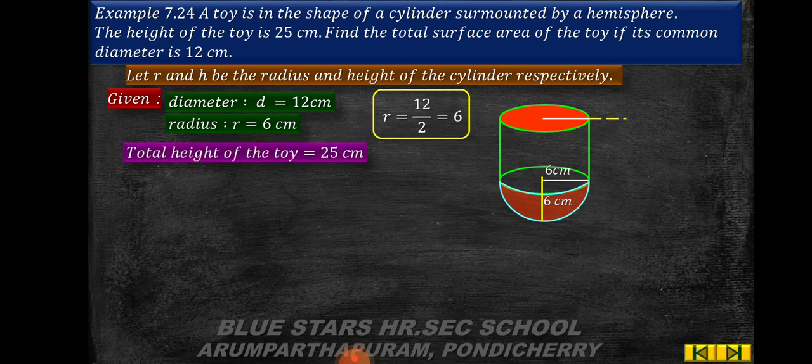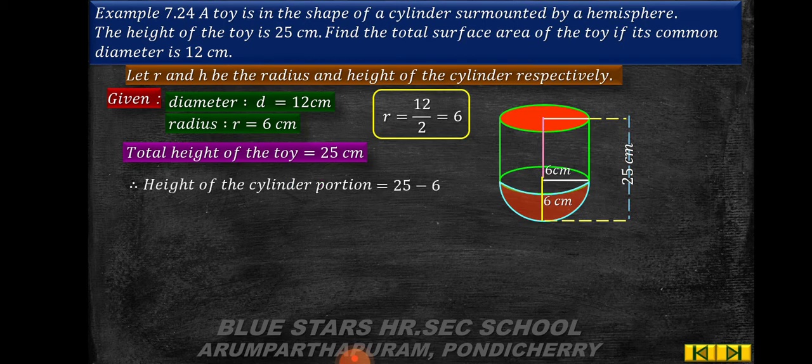Total height of the toy is equal to 25 cm. Then height of the cylindrical portion is equal to 25 minus 6. That is, you have to subtract the hemispherical portion, and only then you get the height of the cylindrical portion. So 25 minus 6 is equal to 19 cm. So height of the cylindrical portion is 19 cm.